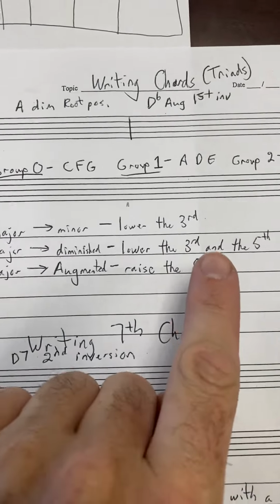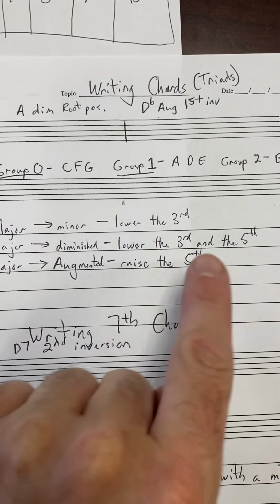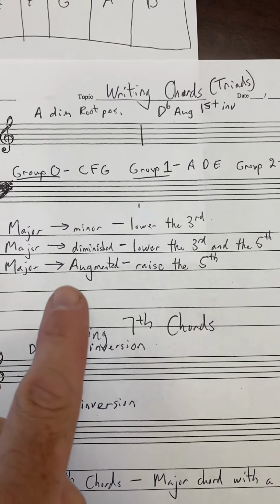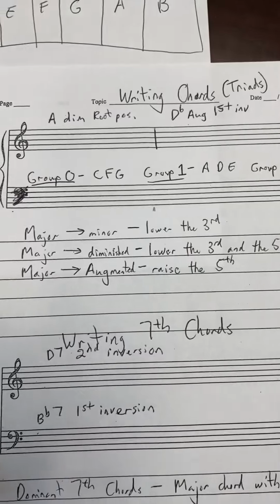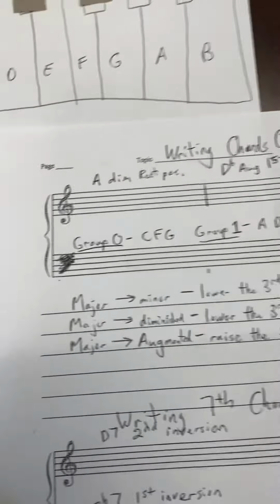Major to minor, lower the third. Major to diminished, lower the third and the fifth. Major to augmented, raise the fifth. Okay? You also got to know the chromatic slide.